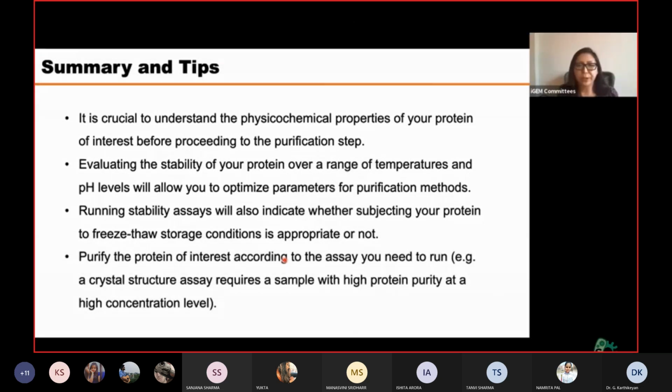Purify the protein of interest according to the assays, the research that you need to run. For example, if you need to run crystallization, it will require that you have a high protein purity and high concentration. So those are the things that you need to take into account.